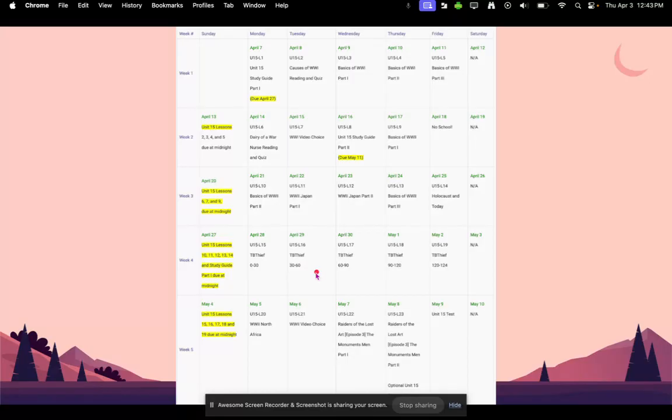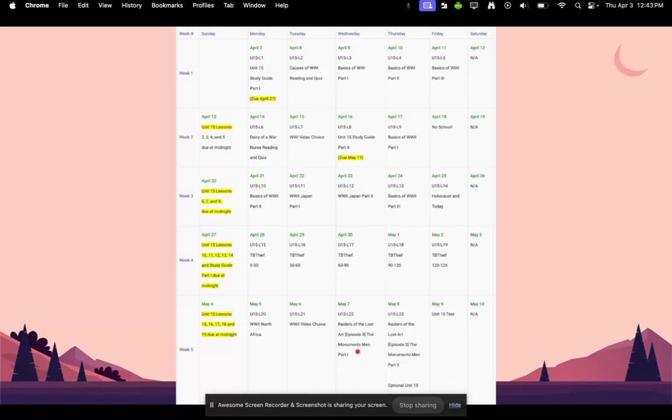As you can see here, I split up the movie into 30-minute chunks. I'll give you more details as we get closer to watching that movie. Then we have World War II North Africa. Honestly, I don't know much about North Africa during World War II. I know it's important. There's a big role in it. So I just found this History Channel video about World War II North Africa. It's not a very long video, so don't be sad about it. Okay. Then we have the World War II video choice.